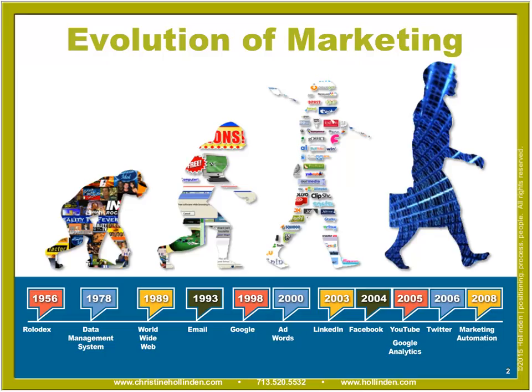Followed by LinkedIn in 2003. 2004 introduced Facebook. 2005 was YouTube. 2006 was Twitter. And 2008 was the first introduction of marketing automation. Prior to the digital age, marketing consisted of complete outbound marketing. Firms were responsible for pushing products and services at clients through a one-way communication channel.